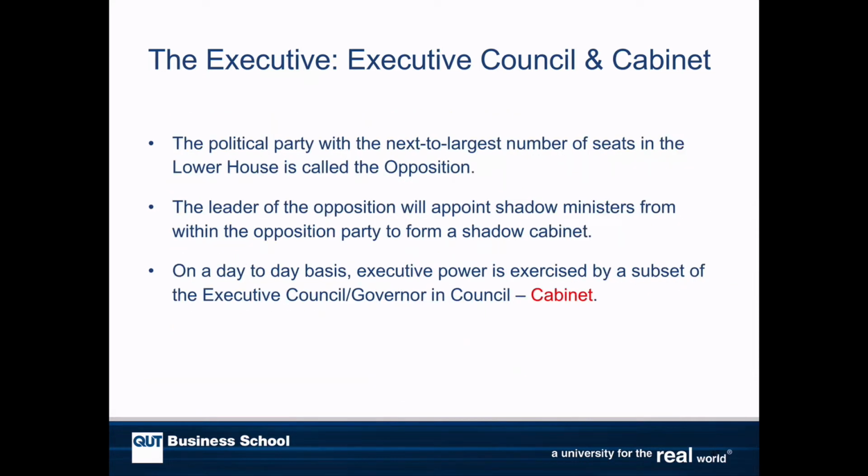So the political party with the second biggest number of seats in the lower house is called the opposition. The leader of the opposition, the alternative prime minister, will appoint shadow ministers, because they're shadowing the real minister. And so they're kind of like a spokesperson about that area or that portfolio. And that becomes a shadow cabinet.